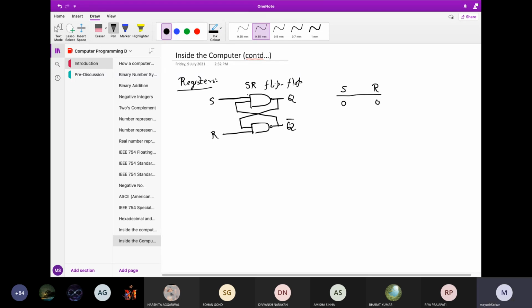When S is 0, check out. If Q naught is 0, what will happen? 0 and 0, 1 will go out of the Q. Okay. Whereas if it is 1 here, 1 will come here, right? And this is also at 0, so 1 will be here as well. Rather than putting the NAND gate, let's elaborate it first using NOR gate.